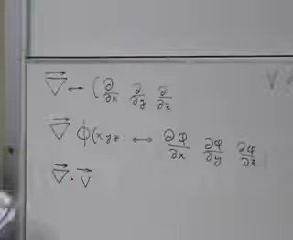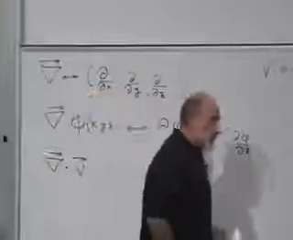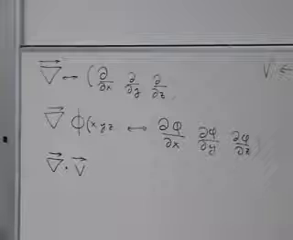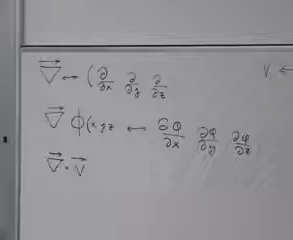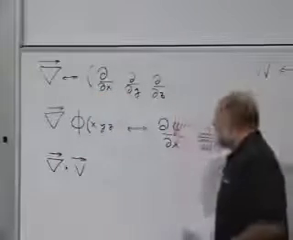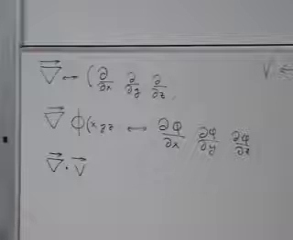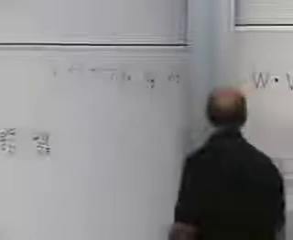Del dot V. That's called the divergence of V. We talked about it last time, but just to give you a little more feel for how the symbols are used, the dot stands for dot product. If I have two vectors, let's call one of them W, and let's call the other one V, and I take the dot product of the two vectors.